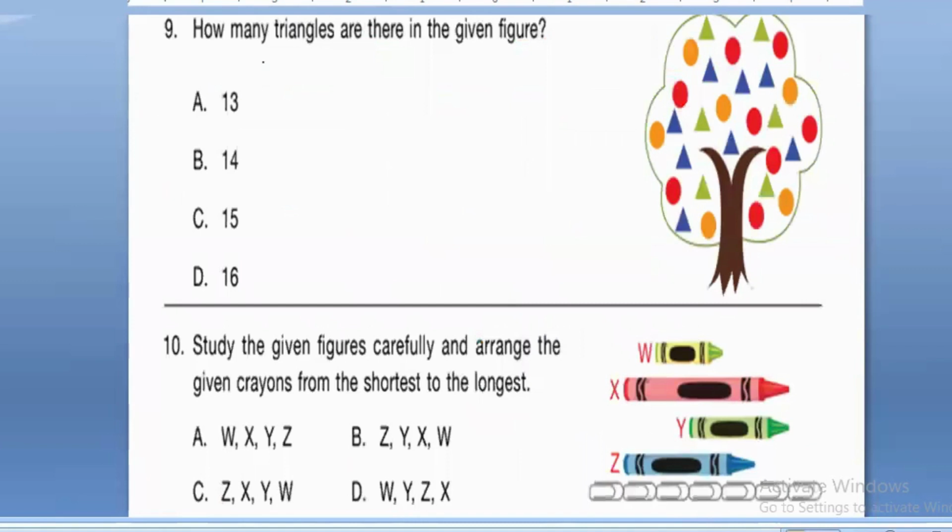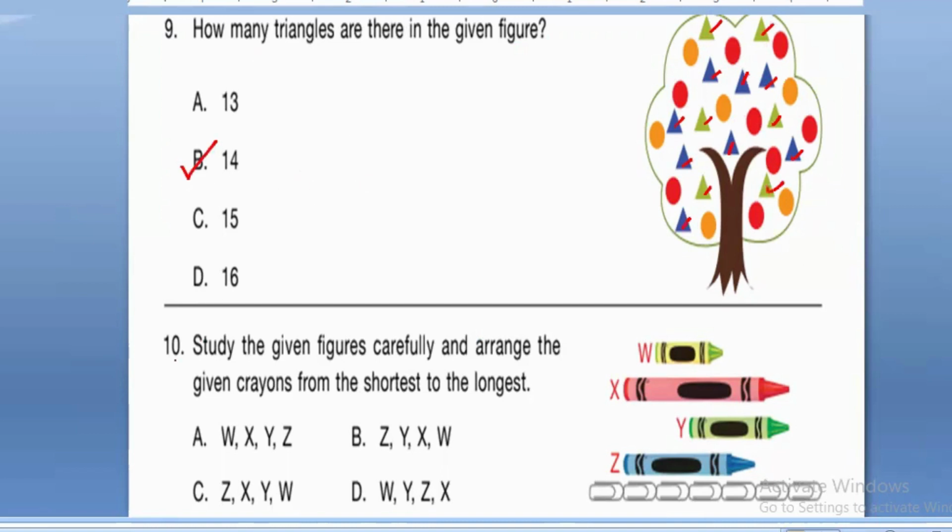Now we have our next question, which is question number 9. How many triangles are there in the given figure? We need to count the number of triangles over here. So let's count how many triangles are here. 1, 2, 3, 4, 5, 6, 7, 8, 9, 10, 11, 12, 13, 14. So we have a total of 14 triangles. That's why option B, which is 14, is our correct answer.